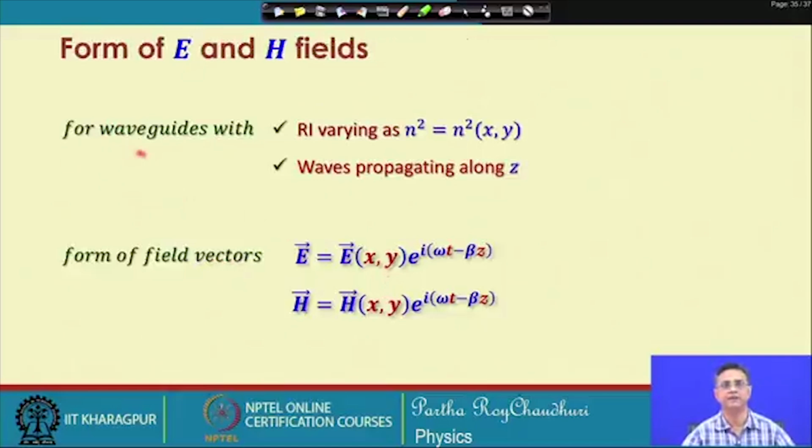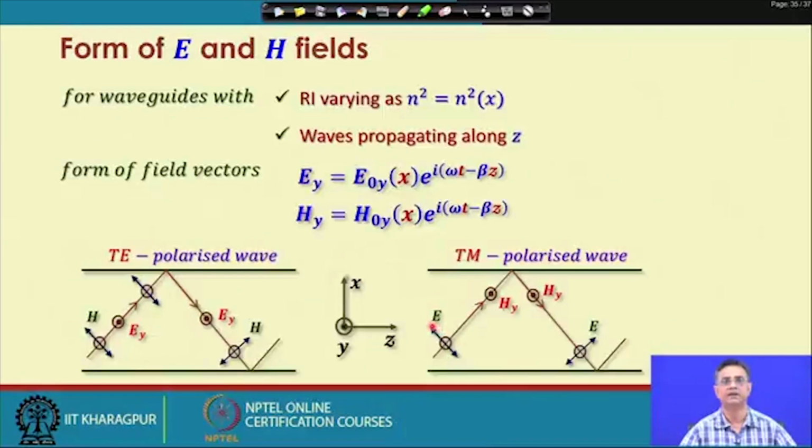Now, for waveguides with a two-dimensional variation of the refractive index, that is n squared equal to n squared of x, y, with the waves propagating along z, the form of the field vectors is also this. These are by now all established, and now we will switch over to a simpler form, where the refractive index varies only along the x direction, that is, a one-dimensional refractive index structure.